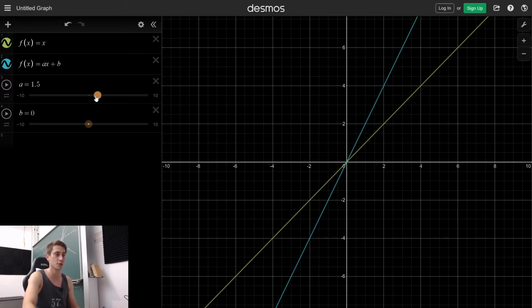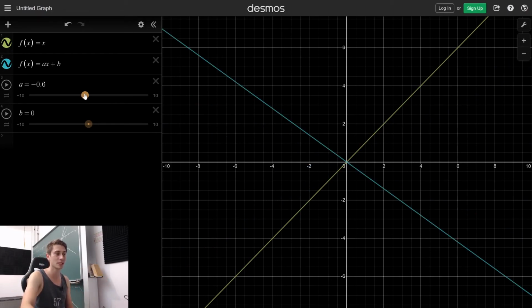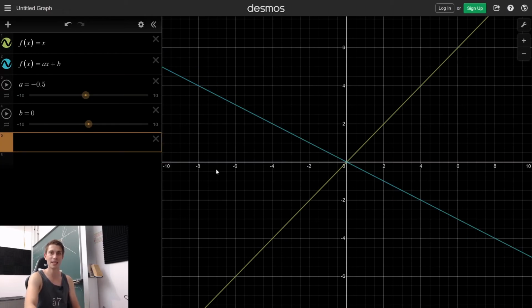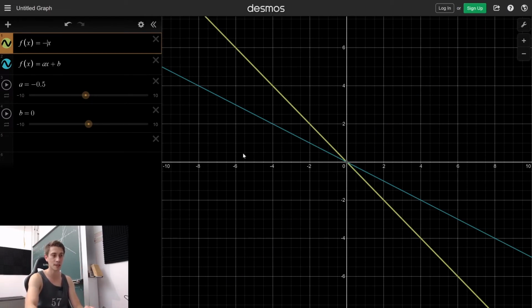If we were to reduce our a to, let's say, 1/2 or 0.6, we're going to get something that lies between the identity function and the x-axis. If we now go to negative 1/2, for example, which was the one that we had last, then you might notice that if we were to introduce the negative identity function, we are going to get a slope which is not as steep as the one from the negative identity function, but something really close to the x-axis in the second quadrant this time.